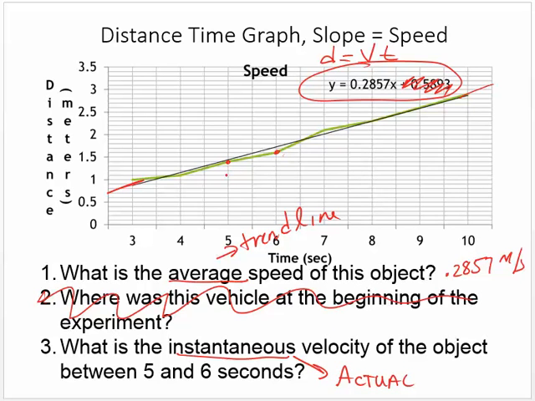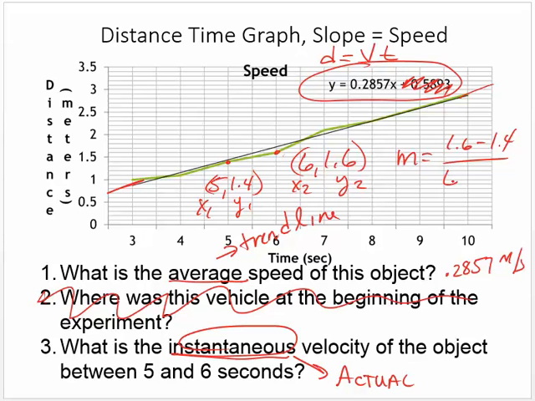Well, to find that, I'm going to write down these ordered pairs and just simply find the slope. I'm guessing that one to be about 5, 1.4. And then this one right here is about 6, 1.6. x1, y1, x2, y2. So my slope, or the instantaneous velocity, is going to be 1.6 minus 1.4 over 6 minus 5. That gives me 0.2 over 1, which equals 0.2 meters per second.